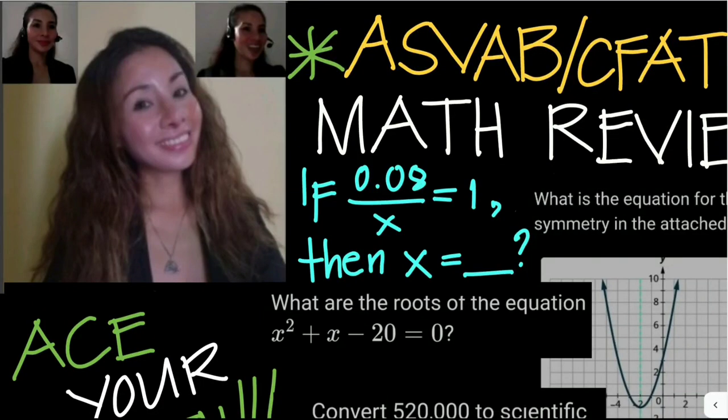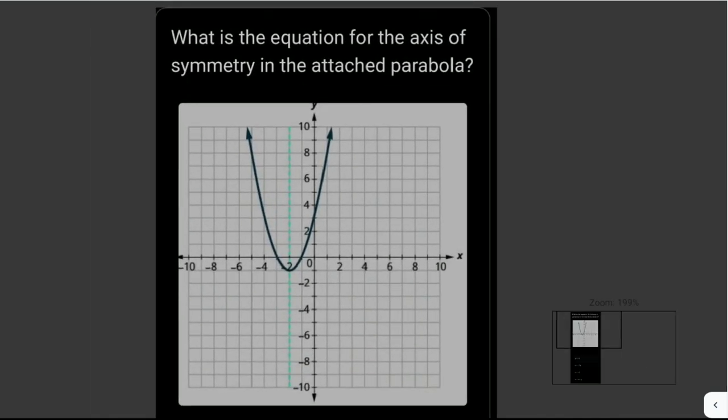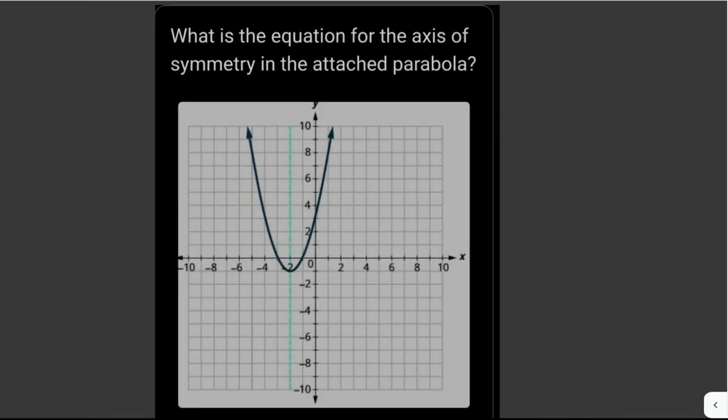In this video, you will learn how to solve different math problems to prepare for the ASVAB and CFAT test. What is the equation for the axis of symmetry in the attached parabola?